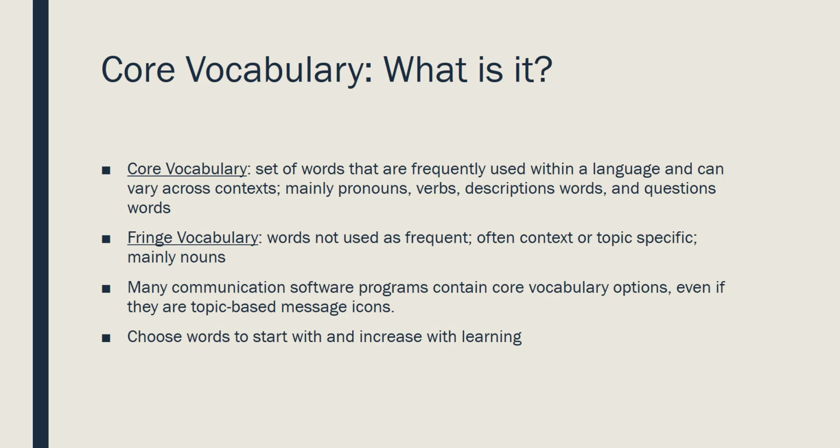An example of the difference between a core vocabulary word and a fringe vocabulary word would be want and cookie. The word want is considered a core vocabulary word, and it can be used in a variety of environments or contexts in order to communicate. The word cookie, however, is a fringe vocabulary word and would only be needed for communicative importance if there were cookies available or in certain specific situations or settings.